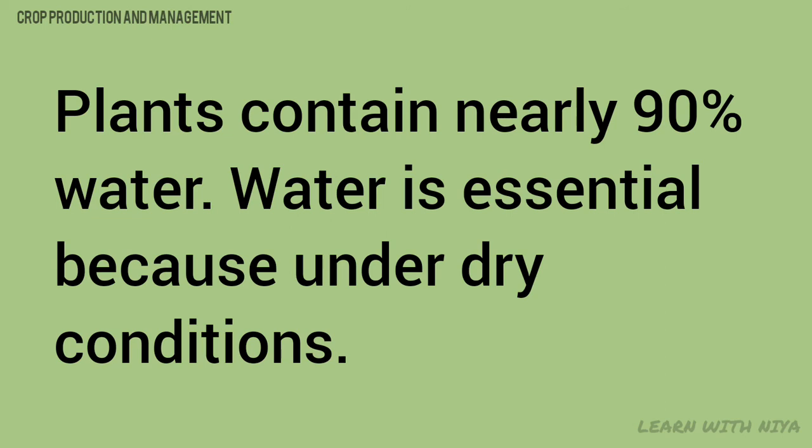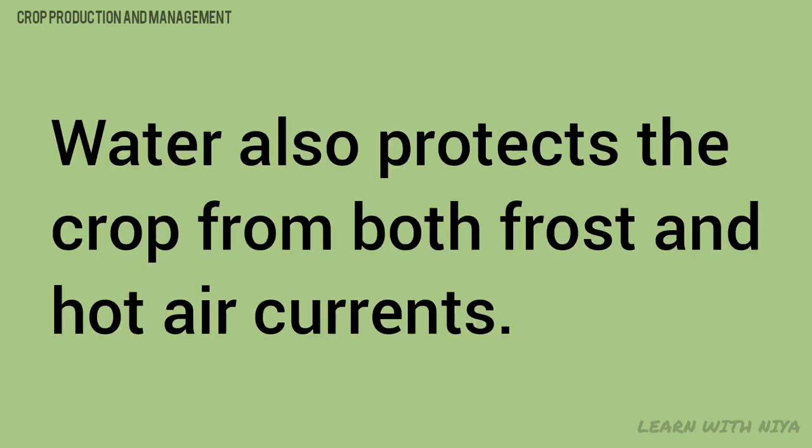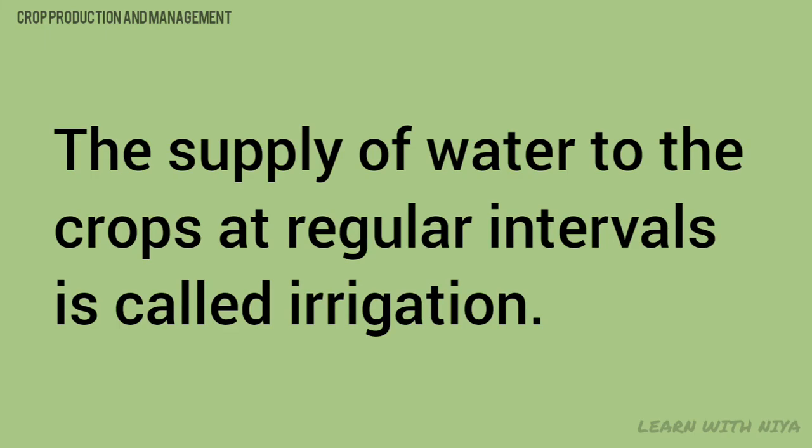Water is essential because germination of seeds does not take place under dry conditions. Nutrients dissolved in water are transported to each part of the plant. Water also protects the crop from both frost and hot air currents. To maintain the moisture of the soil for healthy crop growth, fields have to be watered regularly. The supply of water to crops at regular intervals is called irrigation.